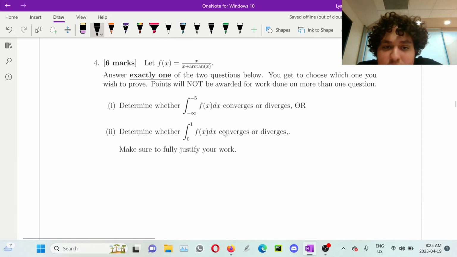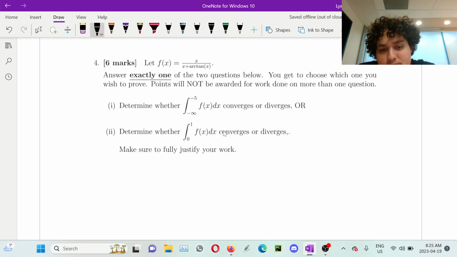Answer exactly one of the two questions below. You get to choose which one you wish to prove. Points will not be awarded for work done for more than one question. Okay. Determine whether that one converges or diverges, or whether that one converges or diverges. Okay. Second one looks kind of easier to me. I don't know. I guess they're both improper integrals, but whatever.